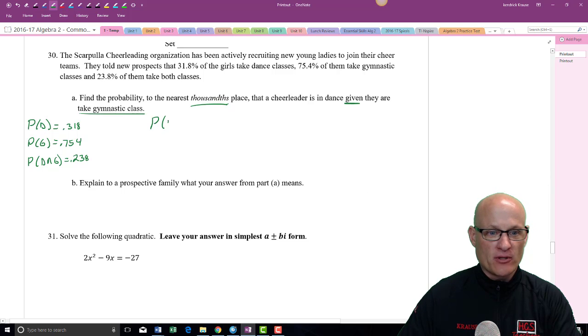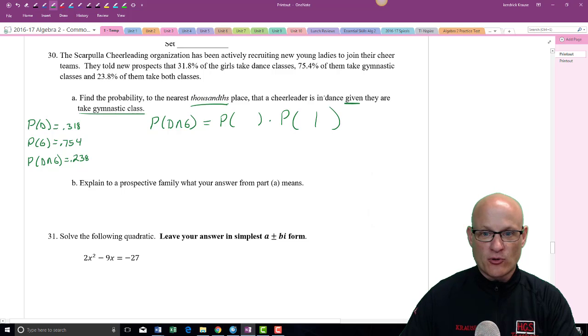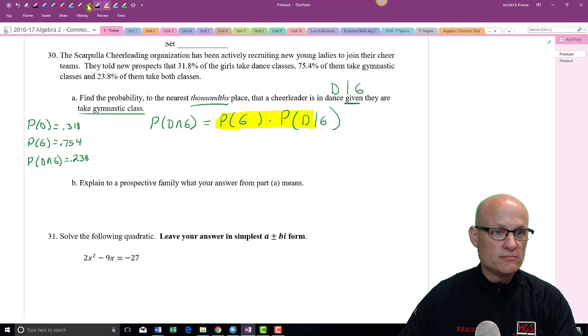And the dependent formula is the probability of dance and gymnastics is equal to the probability of something times the probability of something with a given. Well, that's what I'm asking for. So I want dance given gymnastics. So that's what's got to go here. So that means gymnastics has to go here because this should be your independence formula. And it is. So pop these things in and we're done.